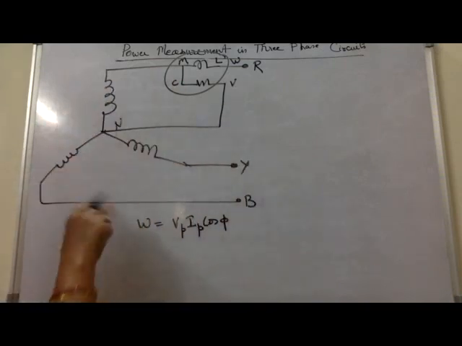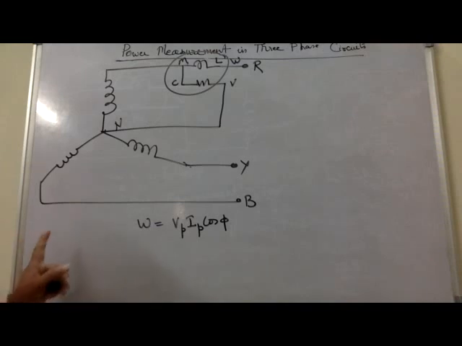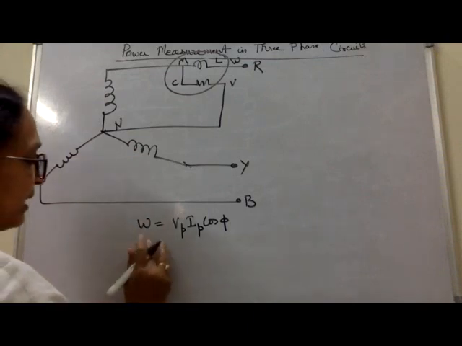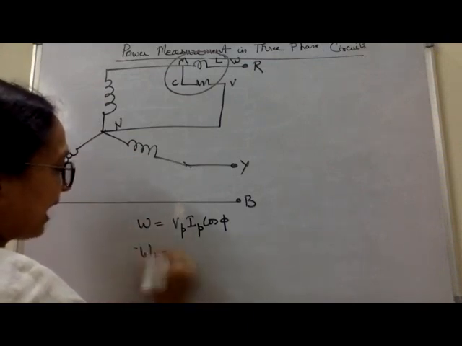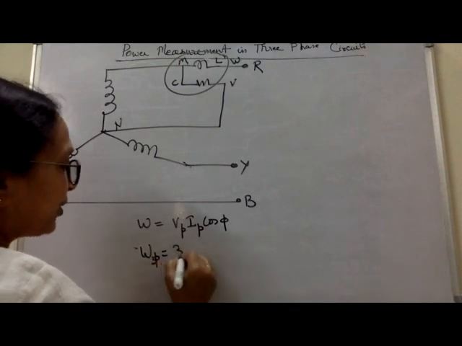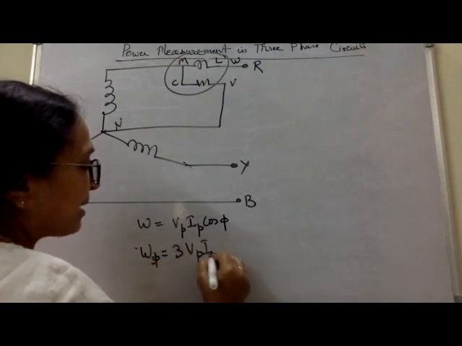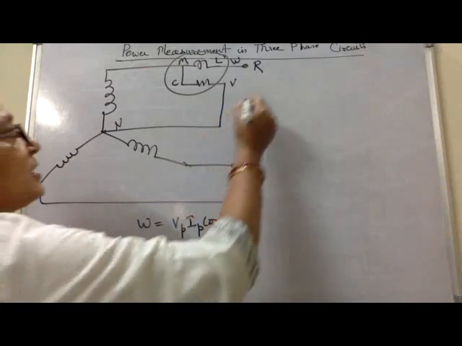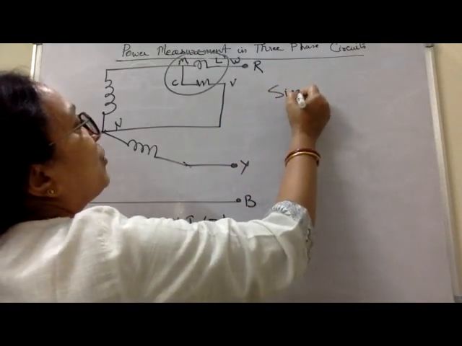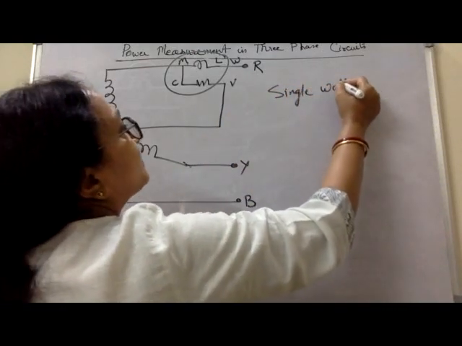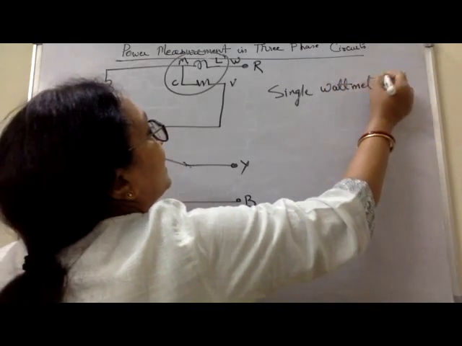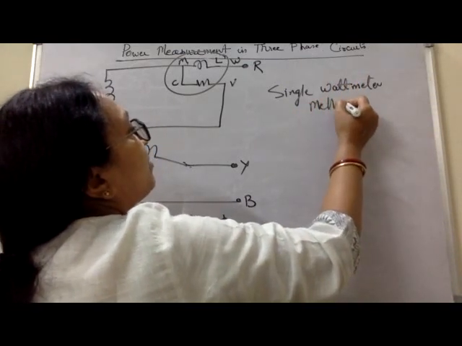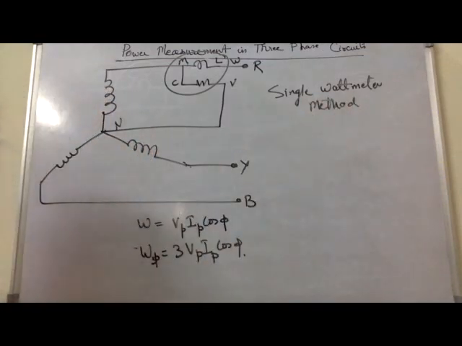Now if it is a balanced load and you have the power consumption in one phase, then the total power consumed in three phase can be given as 3 Vp Ip cos phi. This is known as the single wattmeter method. This is the power measurement in three-phase circuits by the single wattmeter method.